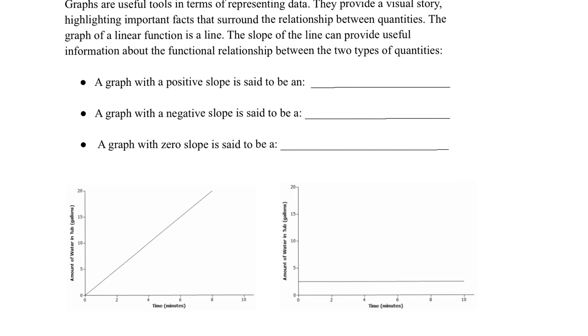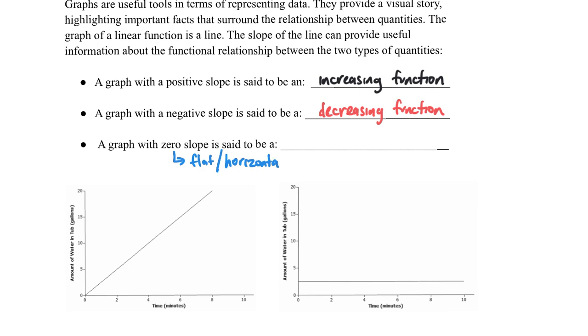A graph with a positive slope, we're going to call that an increasing function. A graph with a negative slope, we're going to call a decreasing function. And a graph with zero slope, which is a flat or horizontal line, we call that a constant function.